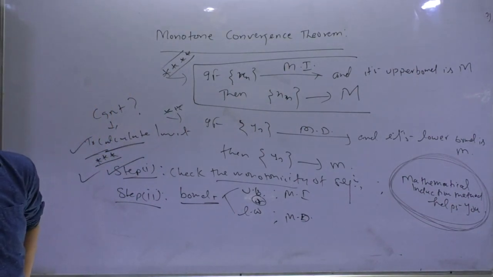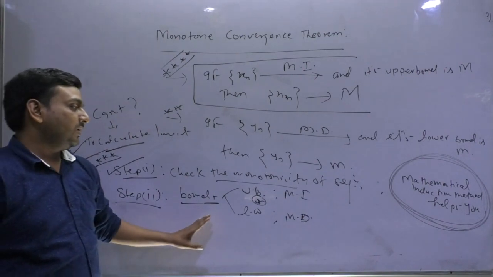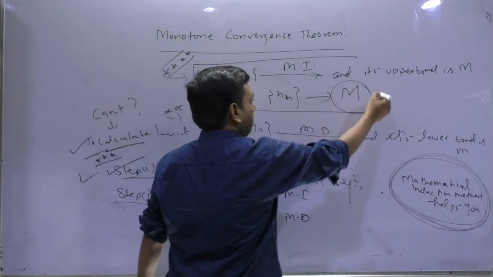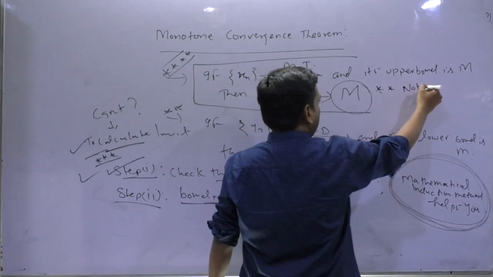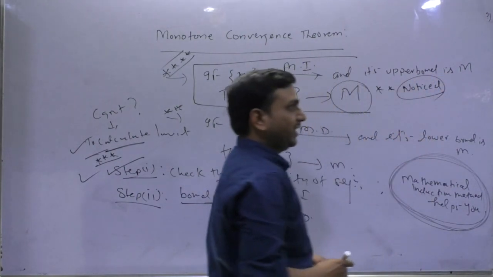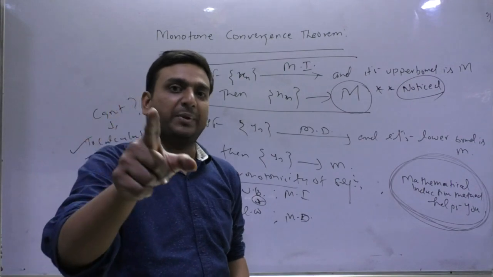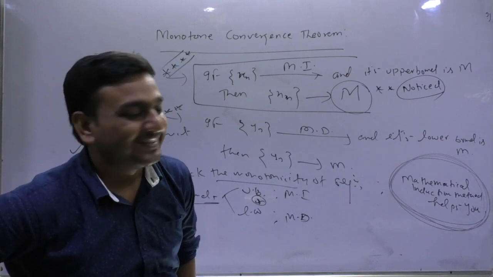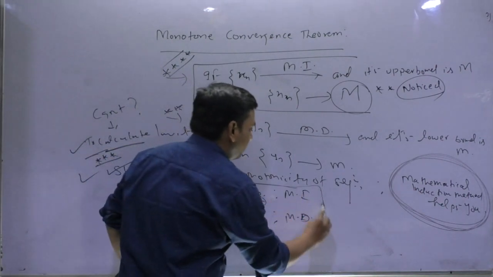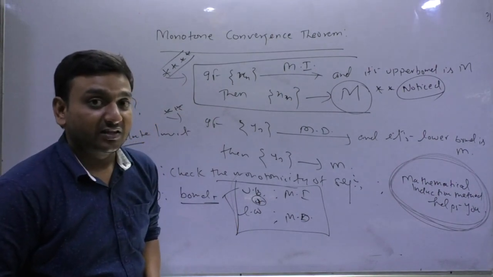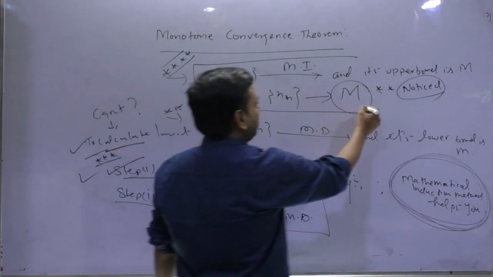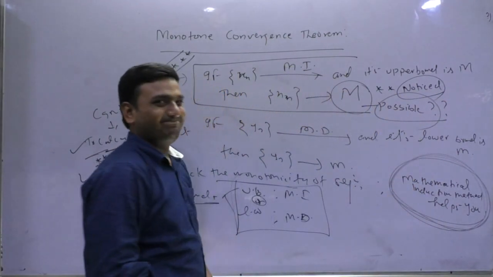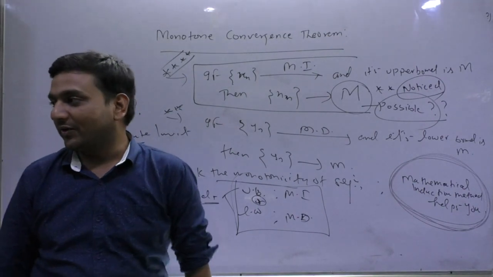You getting my point or not? So suppose that this is M here. The point to be noticed is whether the sequence will converge to capital M or not. So getting the upper bound here is not the complete task. The task is whether this is possible or not.